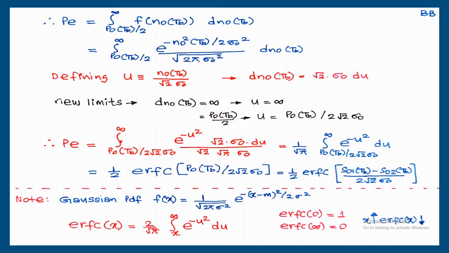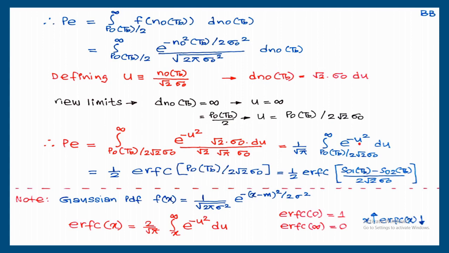The new limits are written here: integral from p0(tb) upon 2 root 2 sigma 0 to infinity of e raised to minus u square. dn0(tb) is equal to root 2 sigma 0 du, which is written here, and the denominator is root 2 root pi sigma 0. Sigma 0 cancels, root 2 cancels, leaving 1 by root pi outside. So 1 by root pi integral from p0(tb) upon 2 root 2 sigma 0 to infinity of e raised to minus u square du. But our complementary error function format is 2 by root pi.